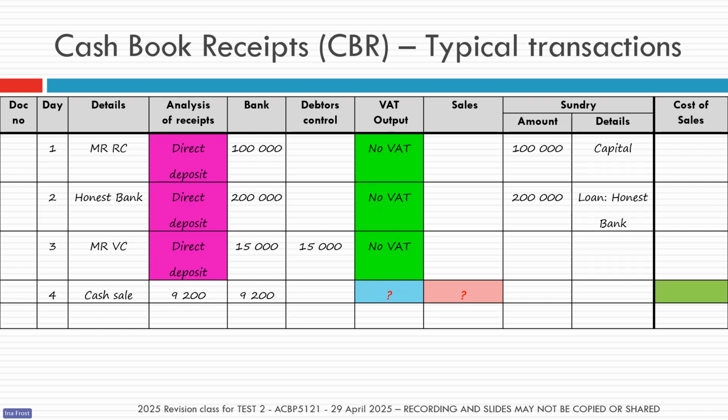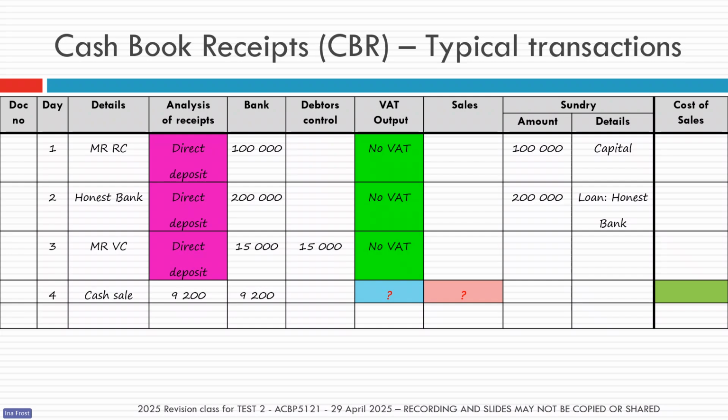So this slide is just trying to give you some of the typical transactions for a cash book receipts. So the typical transactions would be the owner making a cash contribution to the business. And remember, then there'll be no VAT. In the next one, we've got an example of a loan that was made to the business.